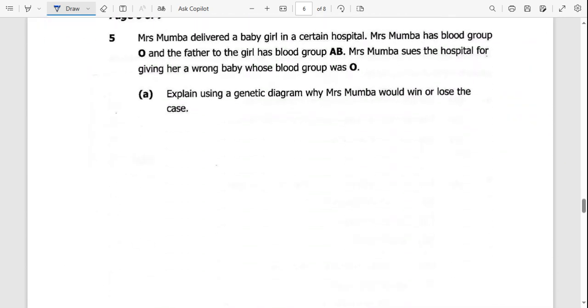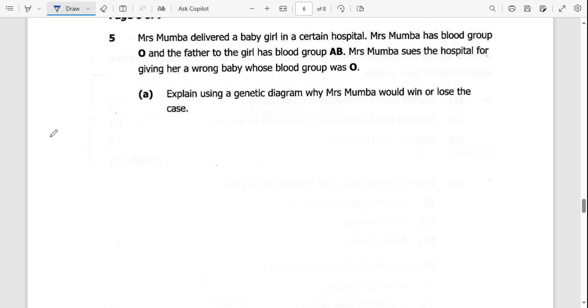Mrs. Mumba delivered a baby girl in a certain hospital. Mrs. Mumba had blood group O, and the father of the girl has blood group AB. Mrs. Mumba sues the hospital for giving her a wrong baby whose blood group was O. Explain using a genetic diagram why Mrs. Mumba would win or lose the case.